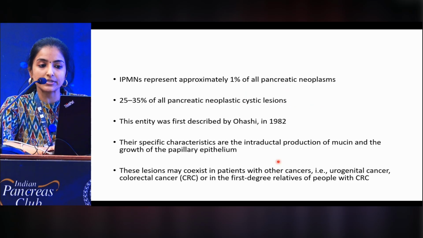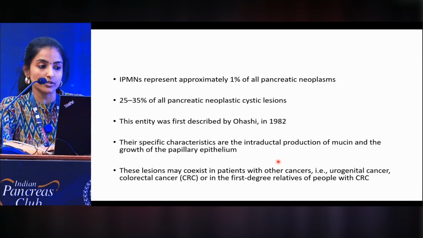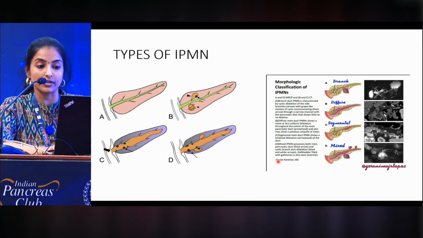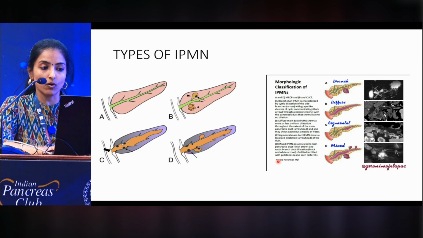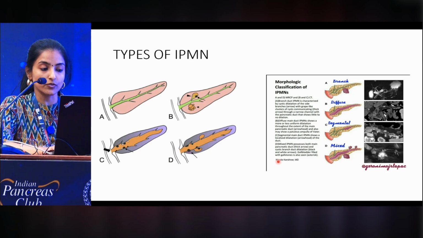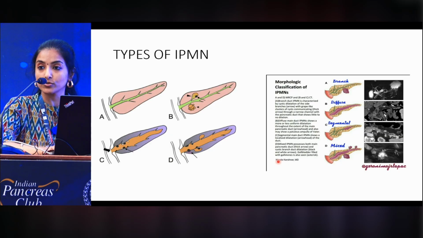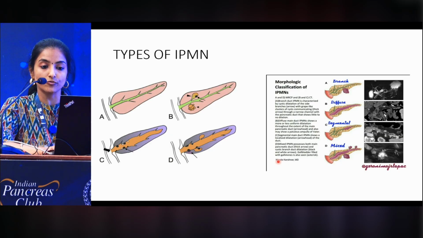IPMN makes up about 1% of pancreatic neoplasms and about 35% of cystic neoplasms. Interestingly, it can be associated with other cancers like colorectal cancers and sometimes even urogenital cancers. The subtypes, like we know, are the main duct IPMN, the branch duct IPMN, and the mixed duct IPMN. The main duct type involves the main pancreatic duct exclusively, while the mixed duct type combines the main duct along with side branches. The main duct IPMN by itself is again divided into diffuse and segmental depending on the extent of involvement of the main duct.